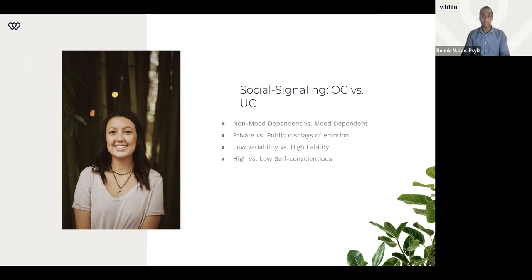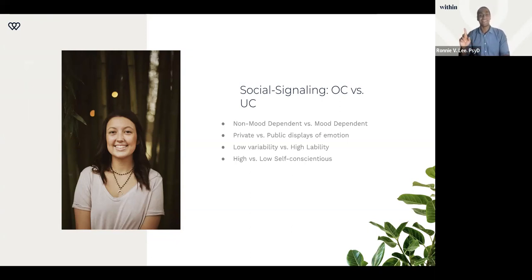But yeah, so non-mood dependent versus mood dependent, private versus public displays of emotion, low variability versus high variability. These are all things that are wrapped up in what we are signaling socially on a day-to-day basis.